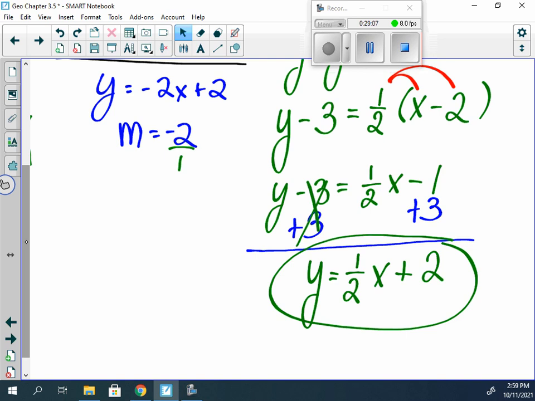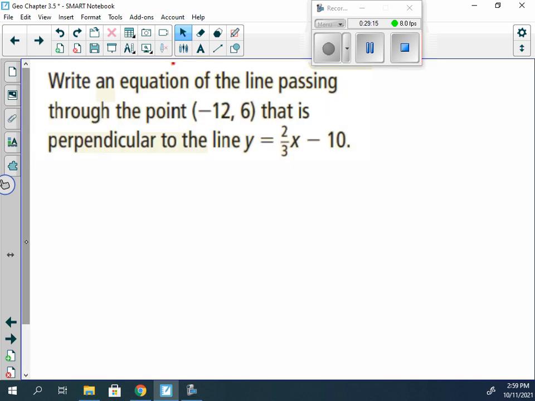That's it. Questions on this here? Are you ready for the next one? Since y'all were doing well with parallel lines, we're going to move on to perpendicular. Yes, ma'am?